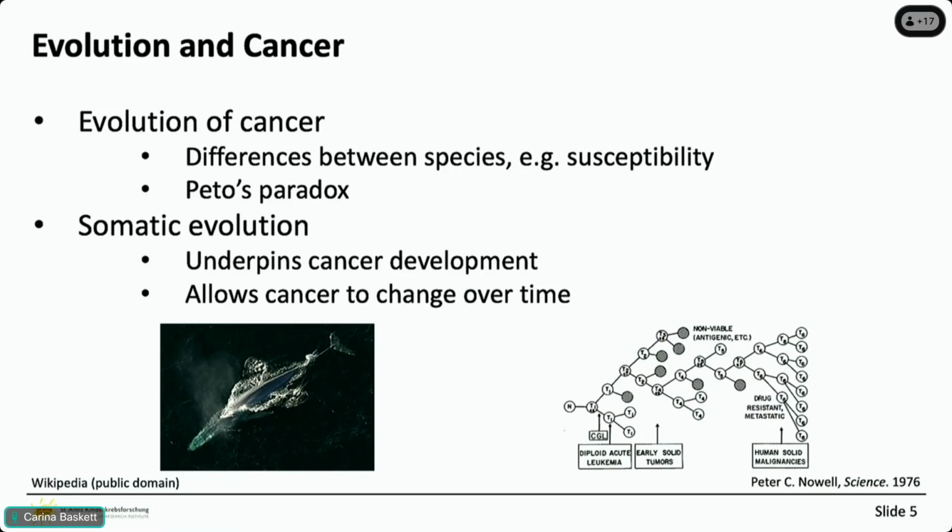So this is referring then to the evolution that's occurring after the point of fertilization in a single individual, so within that particular individual. And this, of course, underpins cancer development. It also underpins the aging process as well. So normal cells mutate as well as cancer cells. And it, of course, allows cancers to adapt and change over time and change to different selective pressures.